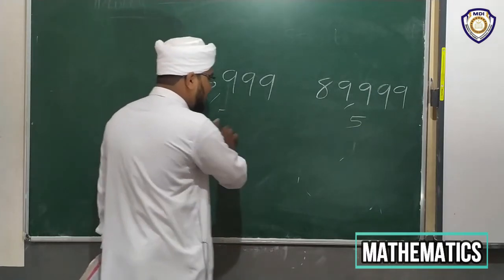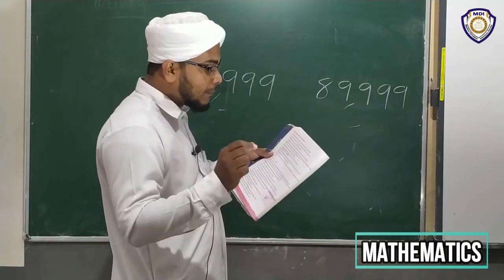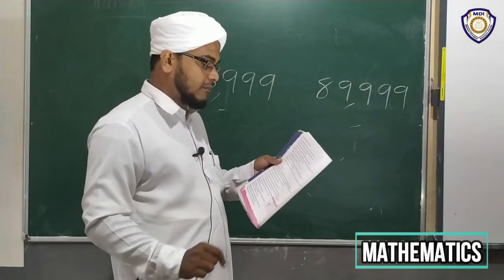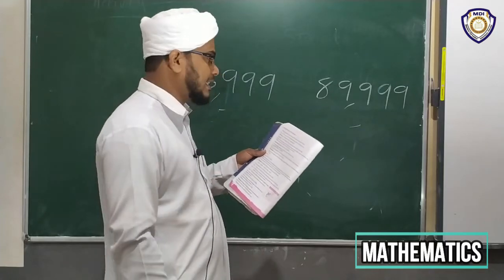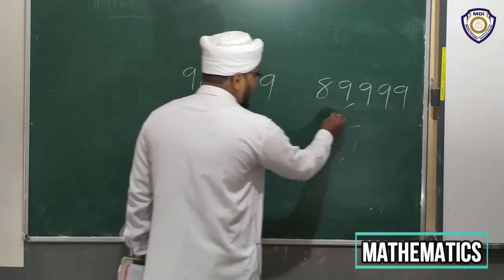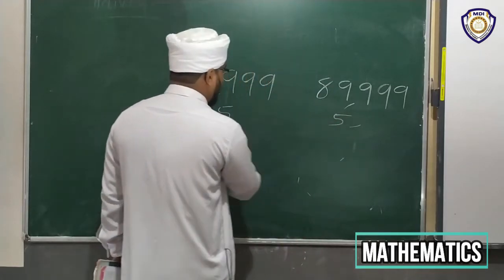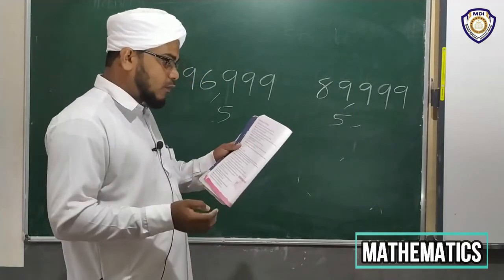What is the second rule? When both numbers have the same number of digits. Here 5 and here 5. Then both have the same number of digits. Then what will we do?